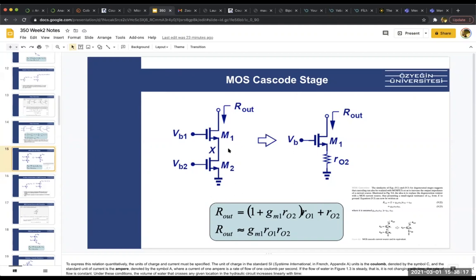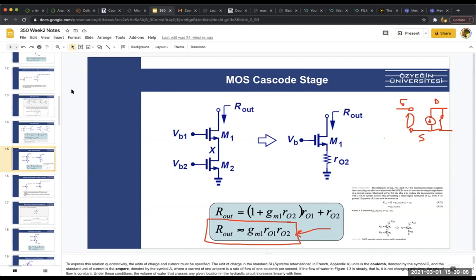Well, so just like BJTs, there are also MOS cascode stages. Now we don't have the R pi because in MOS small signal, there is no R pi, right? This is open here rather than having an R pi. And there is a current source here as well. There is an RO here. So it's very similar to the BJT, but because we don't have R pi, we don't see it in the equations. The equation becomes this.